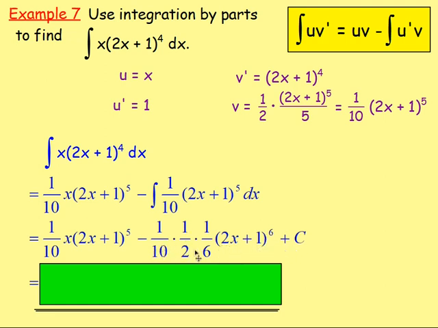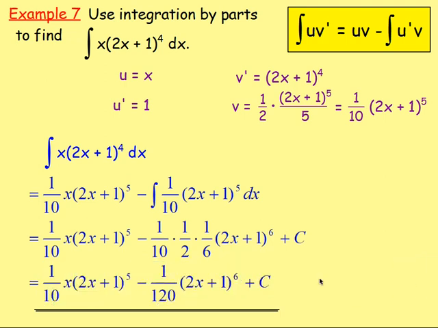Obviously, don't leave it here with 1, 2, 3 fractions. Simplify all that. So you've got 1/10 x, 2x plus 1 to the power of 5. And then multiply numerators and denominators gives you take away 1 over 120, 2x plus 1 to the power of 6 plus c.